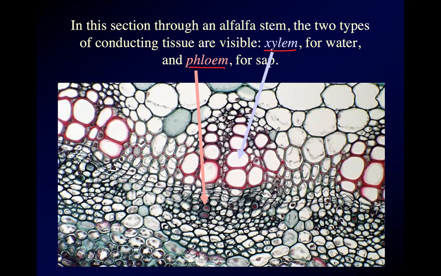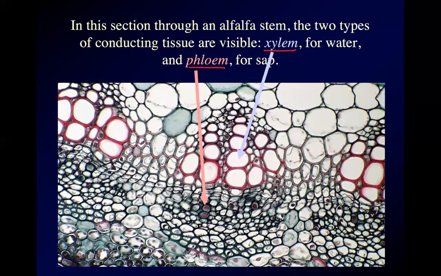In this alfalfa, in that stem, you've got a bundle of xylem next to a bundle of phloem, and you've got several of these bundles in the stem. Next time you eat a piece of celery, celery is basically very long leaf stems.